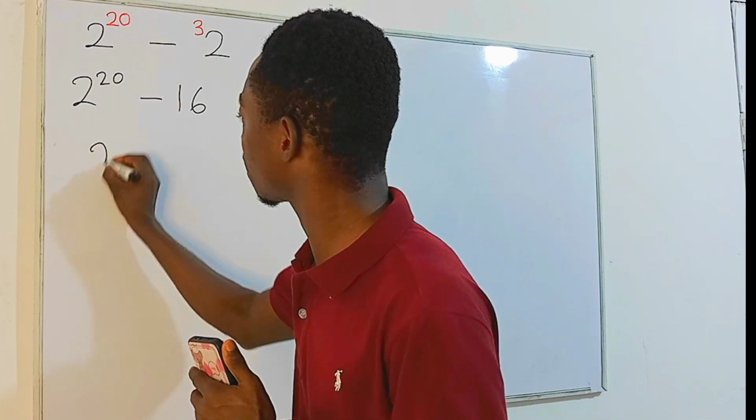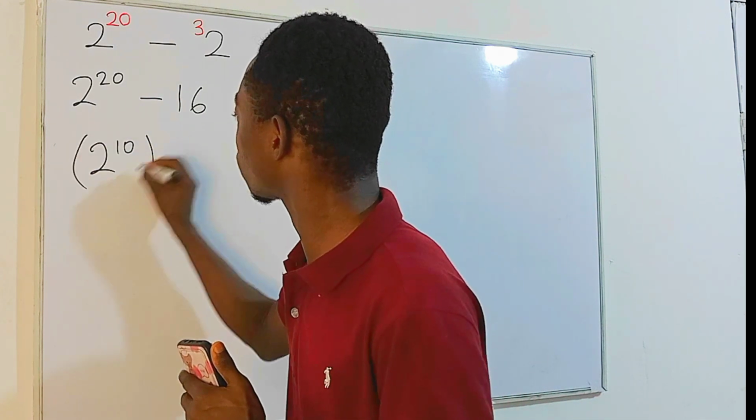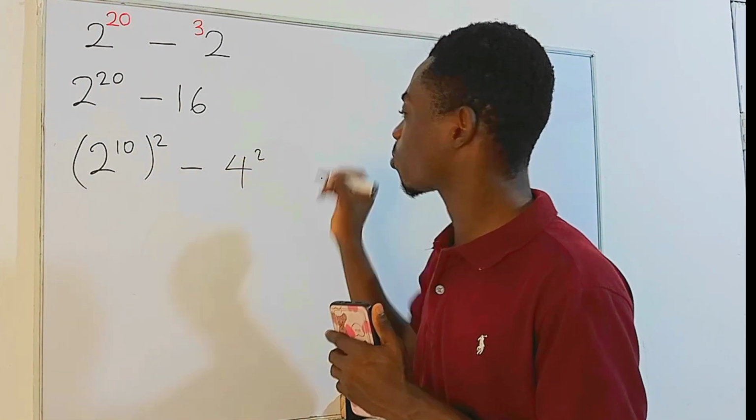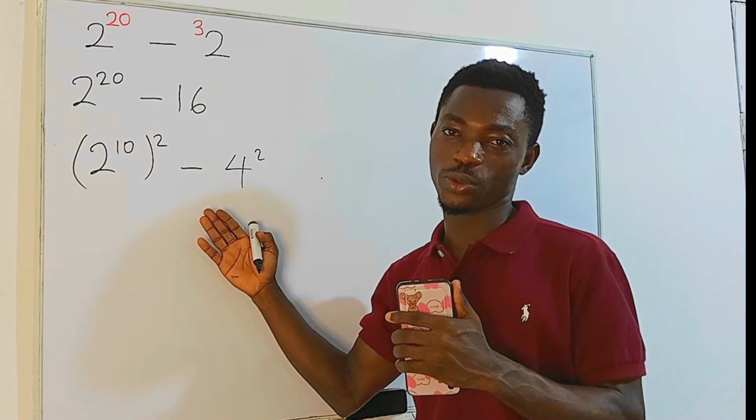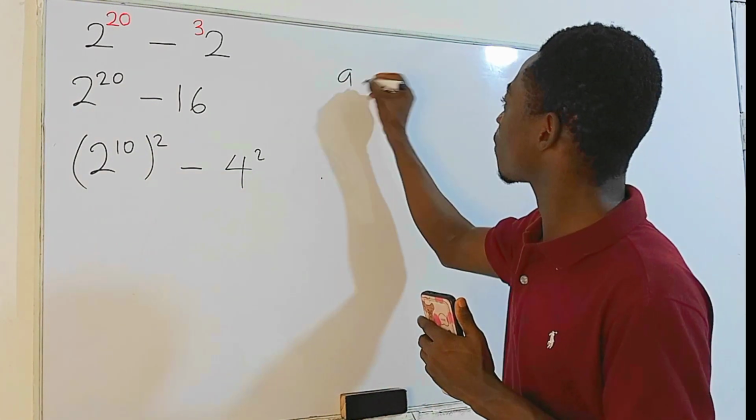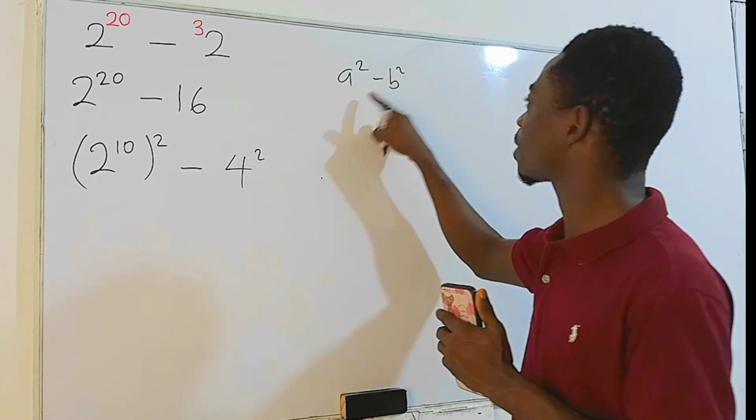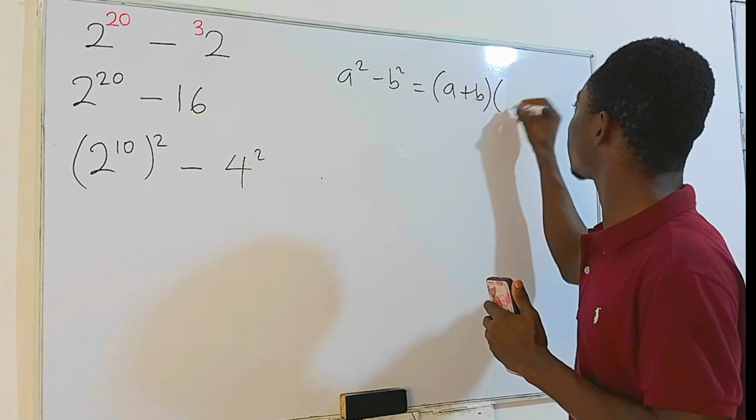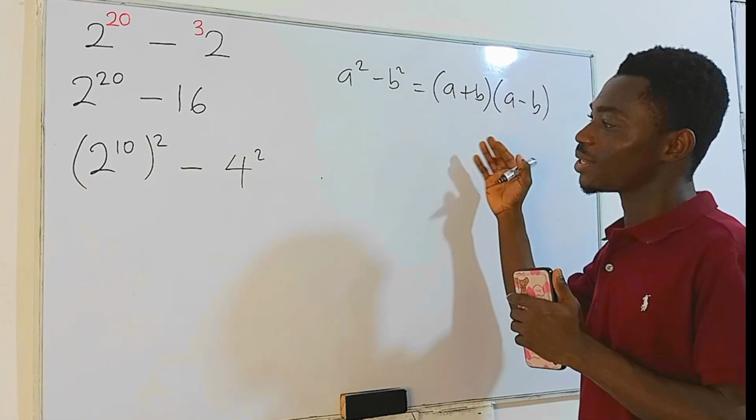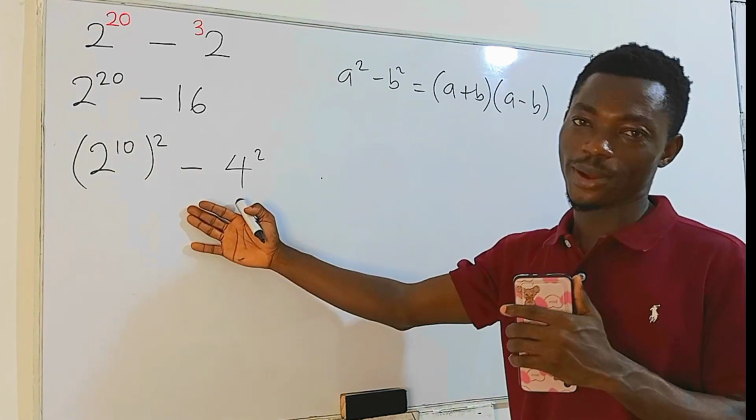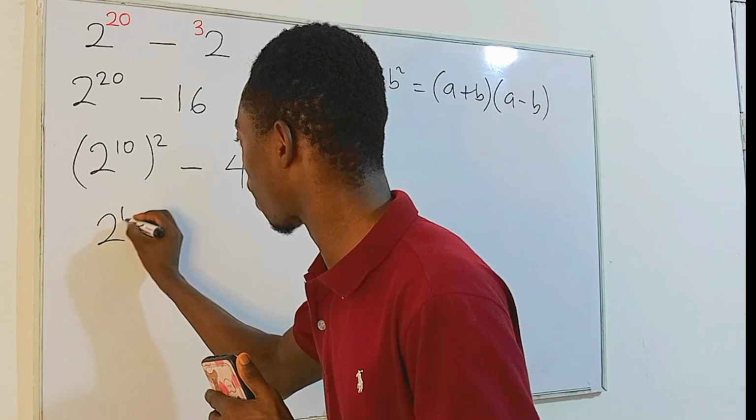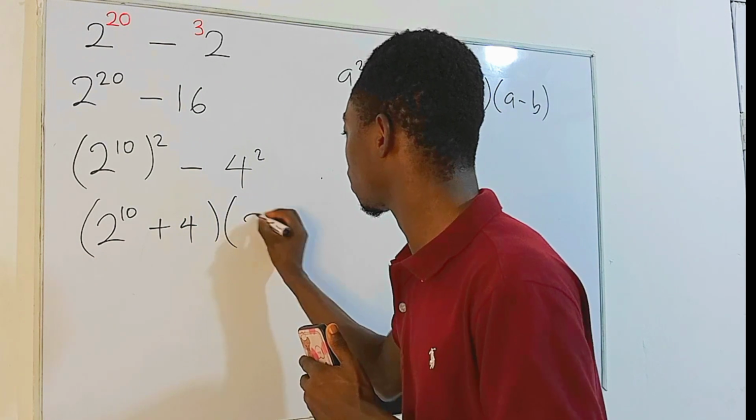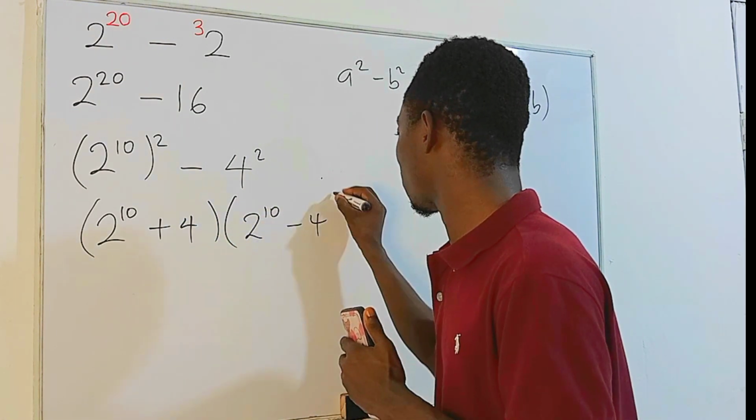2 to the power 20 is the same as 2 to the power 10, then all to the power 2. Then minus 16 is also the same as 4 squared. And this time we have a difference of 2 squares. Remember, a squared minus b squared, a difference of 2 squares, we can rewrite as a plus b times a minus b. So we apply the same idea right here. We will have 2 to the power 10 plus 4, and the whole of this is multiplying 2 to the power 10 minus 4.